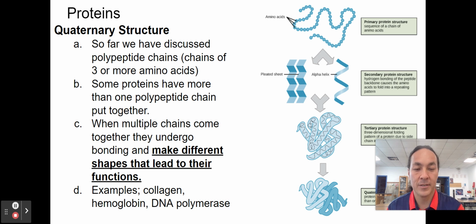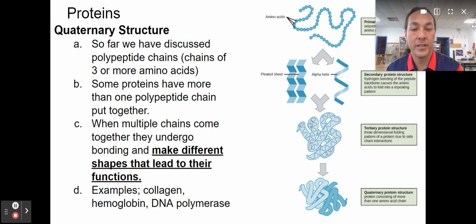Quaternary structure is when two proteins come together. Like hemoglobin is four proteins put together so that they can work together.